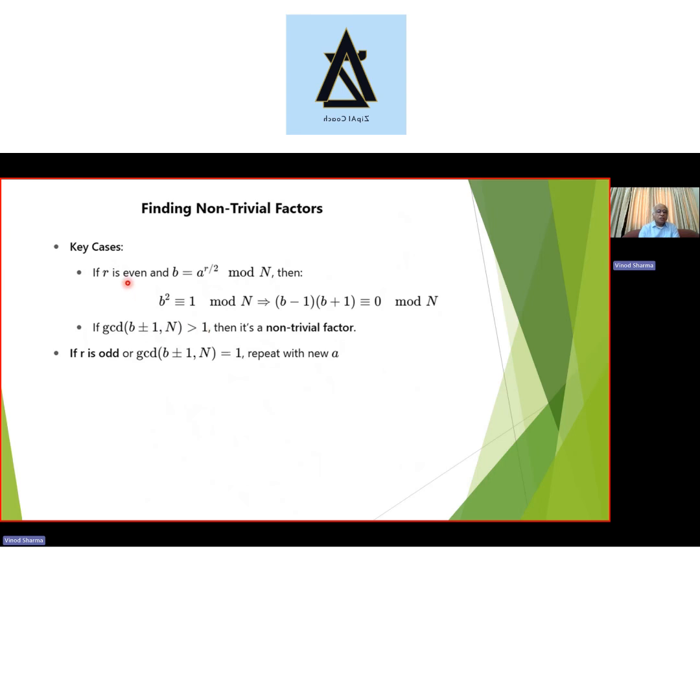Now, this is if the order that we found is even. If order r is odd, or GCD of both of them is 1, then you repeat it by taking a new randomly picked a between 2 and n, and keep repeating it. Eventually, you will get a non-trivial factor.